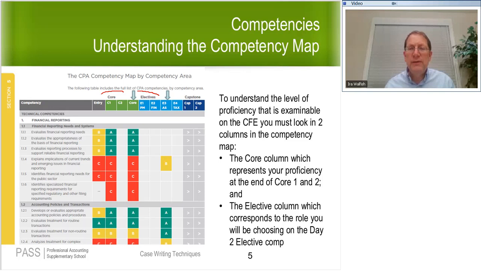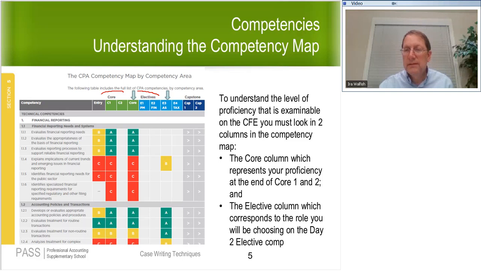So at the elective level, you have to know financial accounting, financial reporting, and management accounting, and you have to know the role you're choosing on day 2. For the other 3 areas, whether tax, finance, or performance, whichever one you're not taking on day 2, you have to know at the core level. There are certain things you don't have to know if you look at the competency map and see what's tested at the core level. So to me, this is probably the most important thing in the whole competency map.